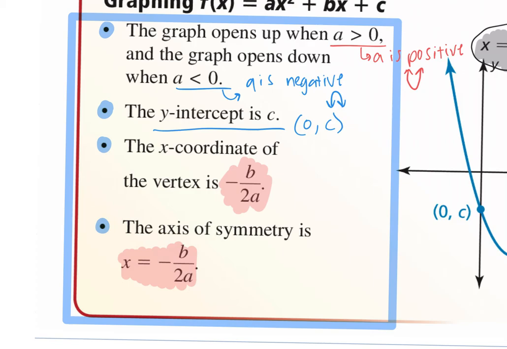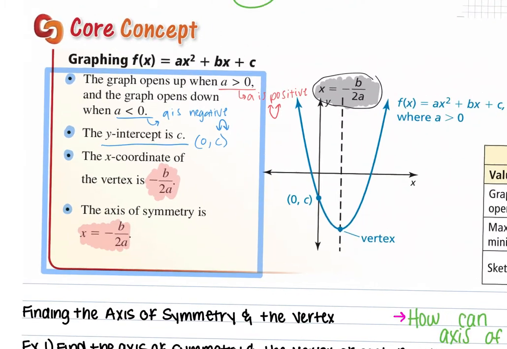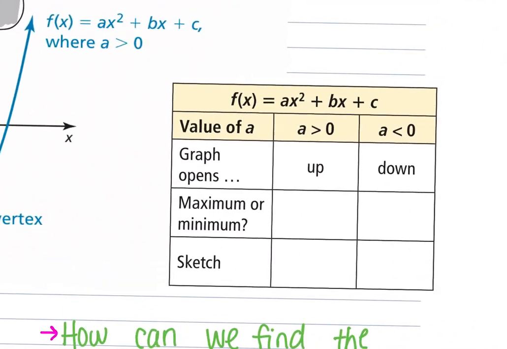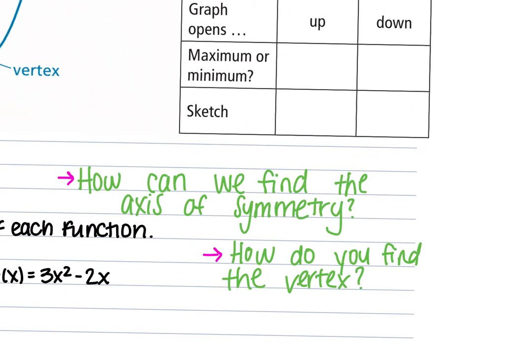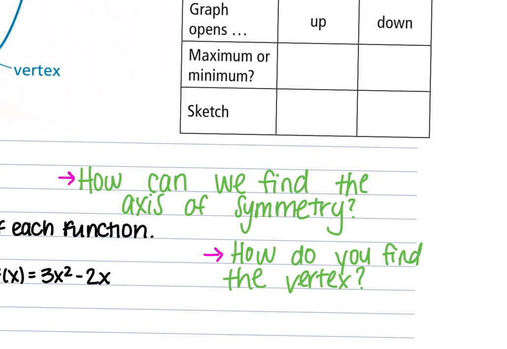All right, let's see these guys in action really quick, okay? So how could we find the axis of symmetry of any equation? Doesn't matter if it has a b value, an a value, or a c value. Yeah, so it would be x equals negative b over 2a. Okay? You're going to use this for all of your problems to find the axis of symmetry.